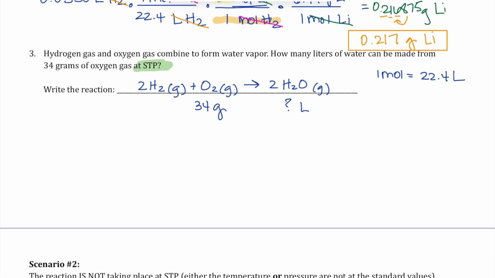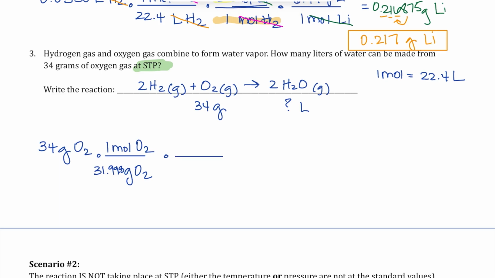So we have 34 grams of my oxygen. I want liters of water, so I need to get rid of grams of oxygen. I know 1 mole of oxygen is that molar mass. So we can go to our periodic table. That's diatomic, and so we do need to go 15.999 times 2, so 31.998 grams of oxygen.